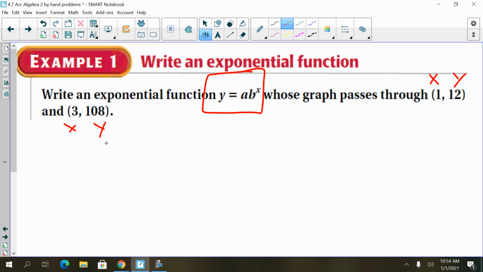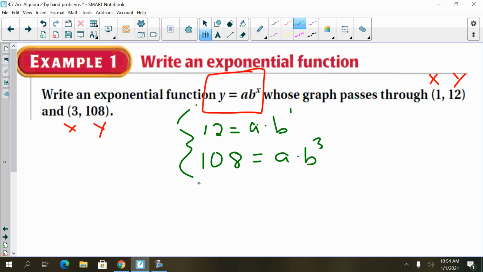So here's what we're going to do. We're going to take the equation I've got in the box. We're going to put the x and the y in the spots. So for the first one, I'll have a 12 in for y, and I'll have a 1 in for x. In the second equation, I'm going to have 108 in for y, and I'm going to have a 3 in for x. So what I've got here is a system of equations. Sometimes in math books, they connect the system of equations with one of these brackets, but you don't need to do that.